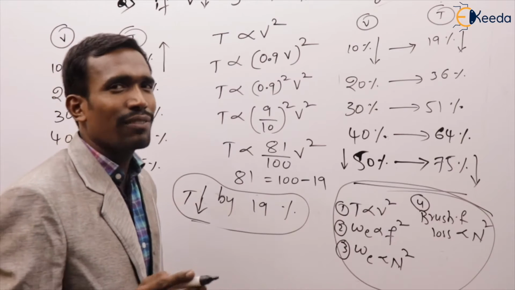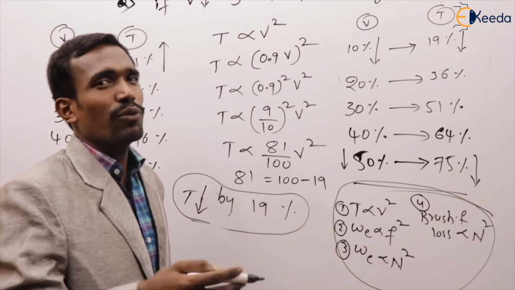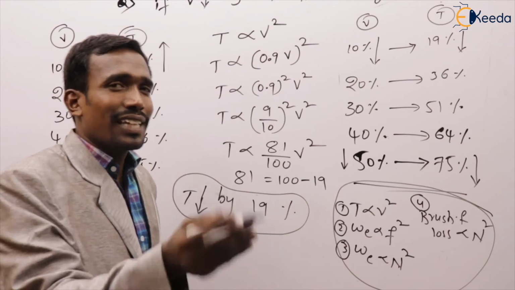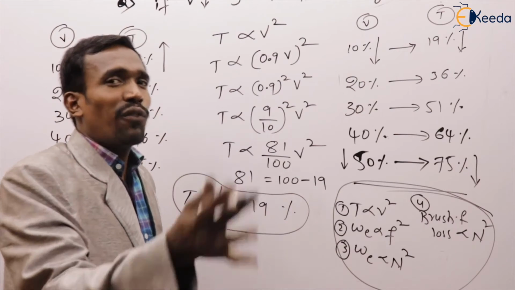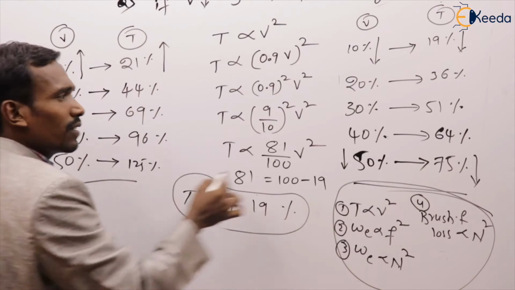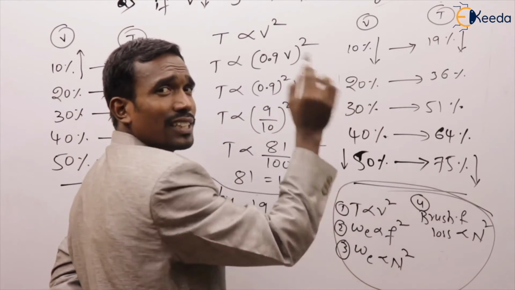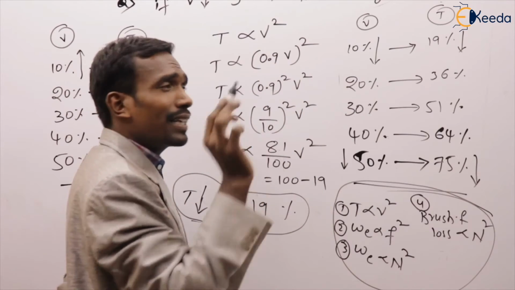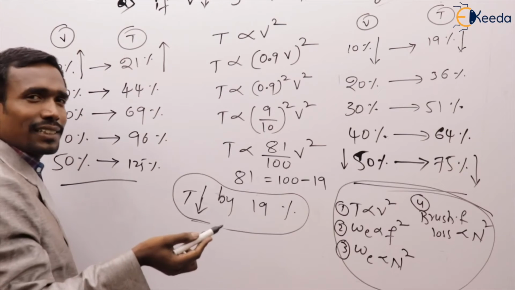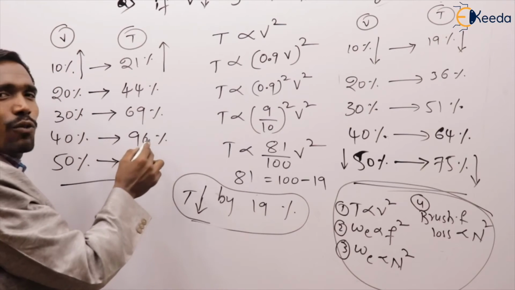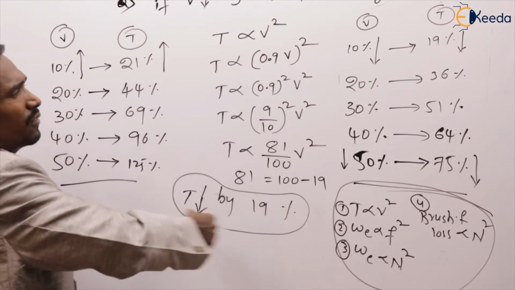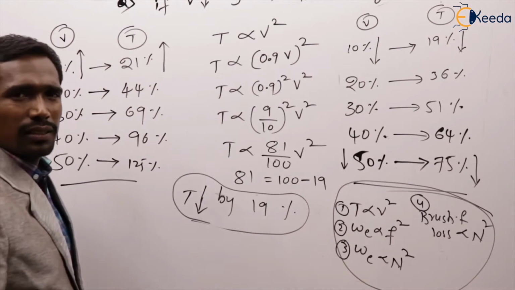9 square, 11 square. 8 square, 12 square. 7 square, 13 square. 6 square, 14 square. 5 square, 15 square. Here, 6 square is 36, which is nothing but 100 minus 64. Here, 14 square is 196, which is nothing but 100 plus 96. Like that, these are the problems they are asking regularly.